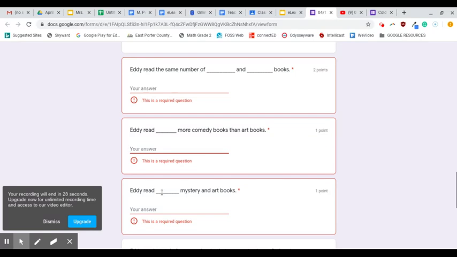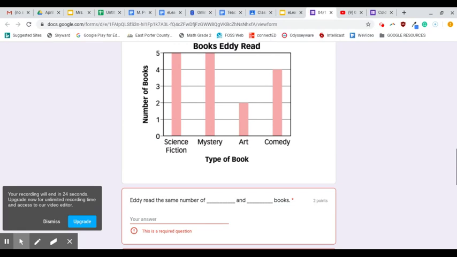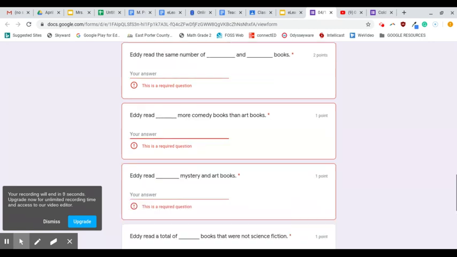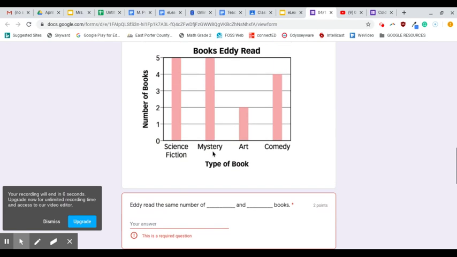Next one, Eddie read blank mystery and art books. So let's add together mystery plus art. Mystery was 5, art was 2. 5 plus 2 equals what? Eddie read a total of blank books that were not science fiction. So go ahead and look at all 3 of these that are not science fiction and add together.